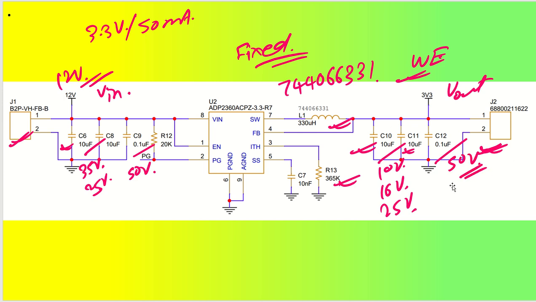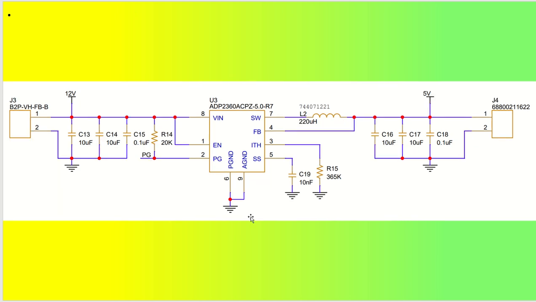So this was the first application that we designed with the fixed version of the ADP2360 switching regulator. In the complete part number, dash 3.3 means it is the fixed version with 3.3 volt output. Let us take the next example. All the things you can keep the same, but this is going to be the 5 volt fixed version.